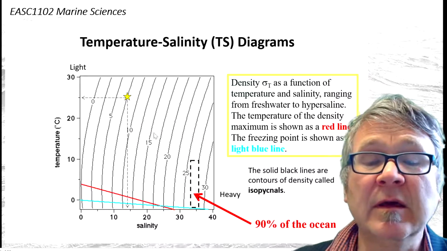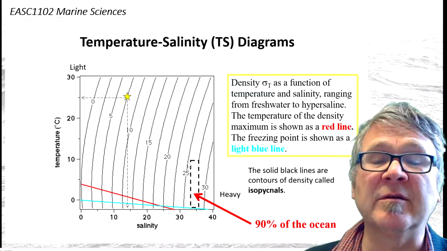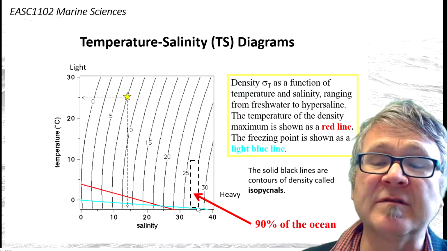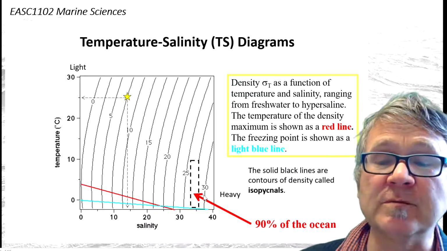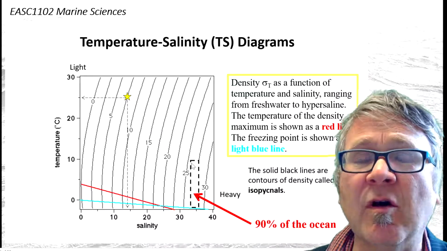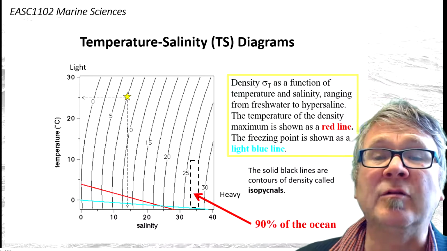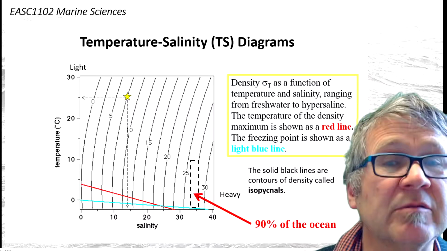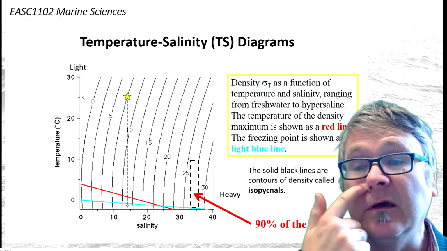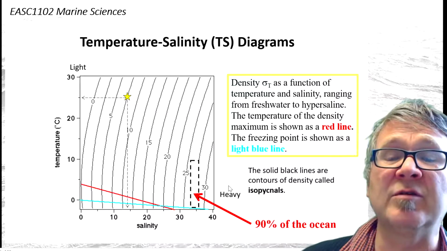These are the density contours. 90% of the ocean is located within this rectangle here, so it's a relatively small range of salinities that you find in the open ocean. It's also relatively cold on average because the deeper waters in the ocean are relatively cold. In coastal oceans, it can be much different. If you look at different regions on Earth, you can have the entire range of temperatures and salinities as shown here.